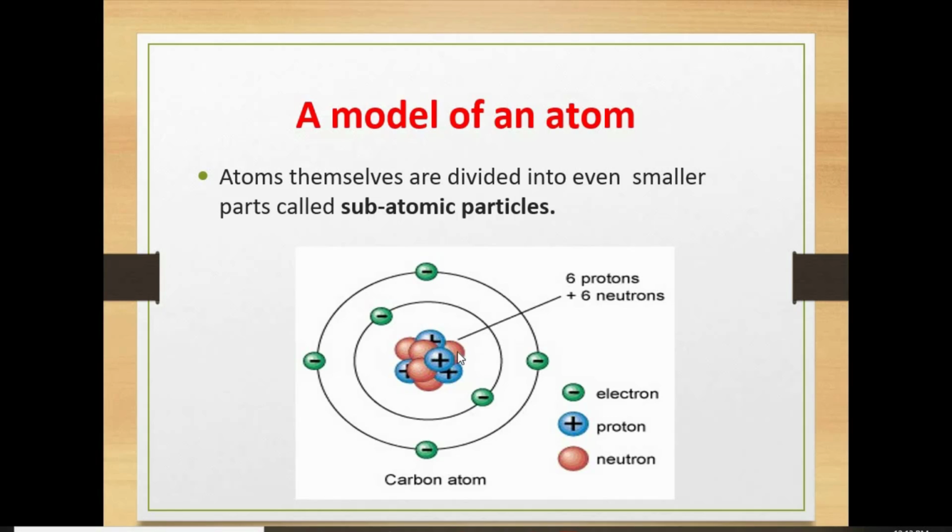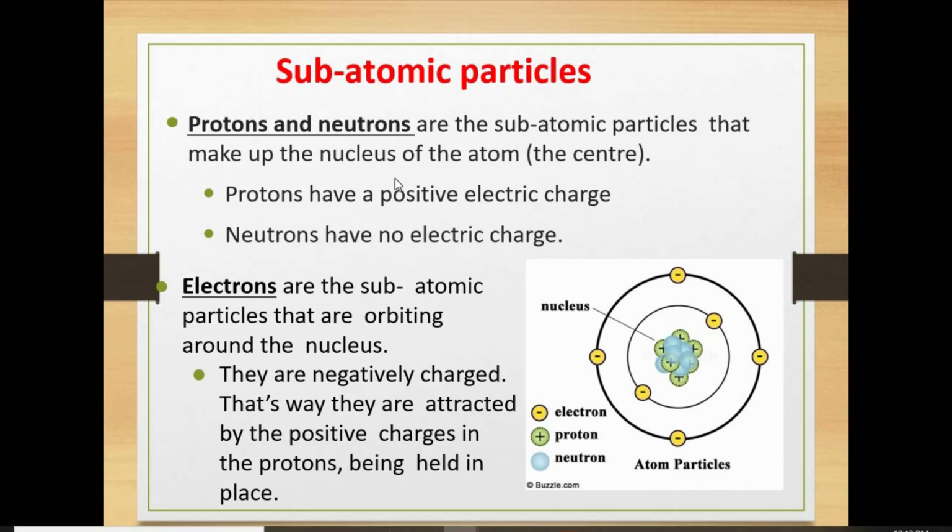Inside the nucleus of the atom, we are going to find protons, which are positively charged, and neutrons, which have no charge. The particles revolving around the nucleus we call electrons, and they have a negative charge. So protons and neutrons are the subatomic particles that make up the nucleus at the center of an atom, while the electrons are the subatomic particles orbiting around the nucleus, and they are negatively charged.